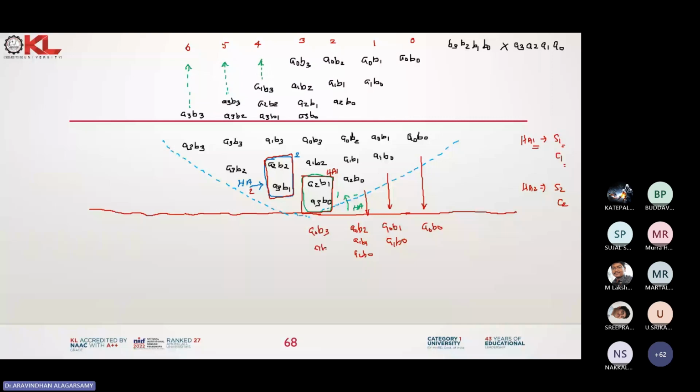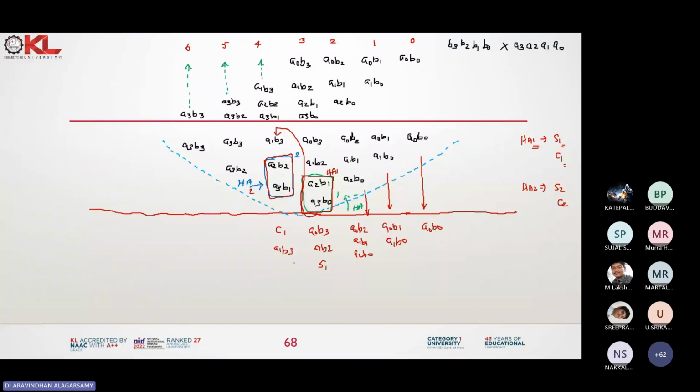Instead of writing this A2 B1, because it is HA1, I will write the sum. What is the sum? HA1 sum is nothing but S1. So once I have S1, the carry is available. Where will the carry go? The carry will go here. Yes or no? Yes, okay. So I will write carry 1. Then I will write A1 B3.